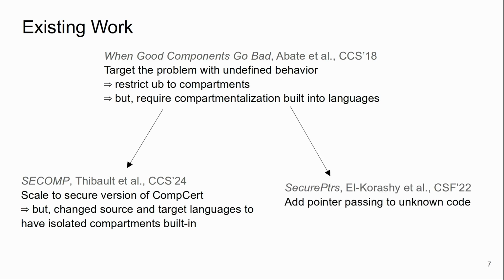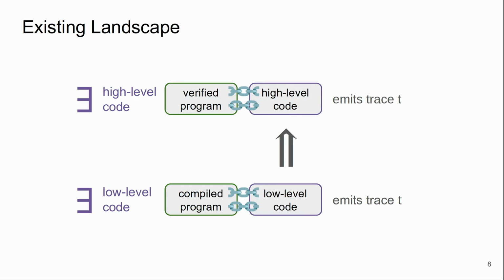Another extension of this line of work is secure pointers by El-Korashy et al., who added pointer passing with unknown code. This addition made the proof a lot more complicated. So next, I want to explain how we solve the problems.